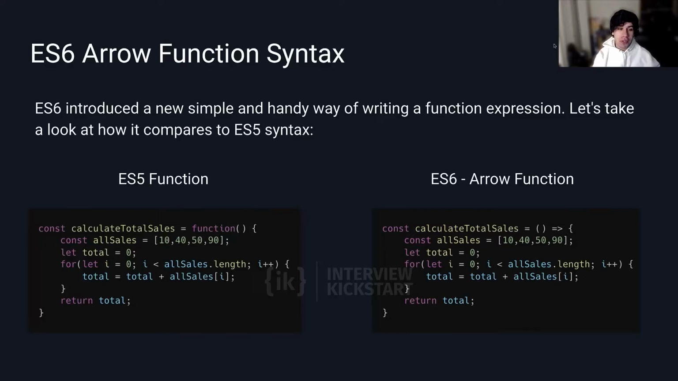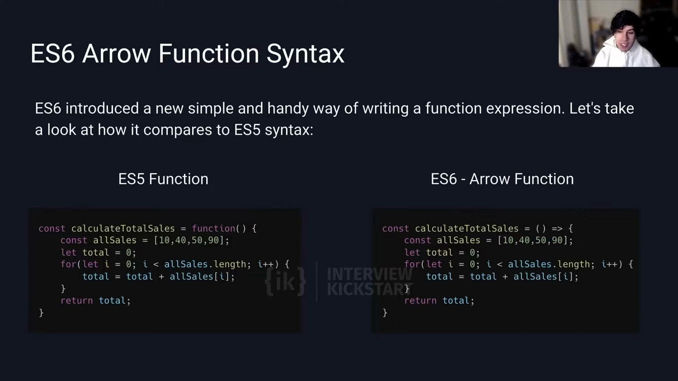Arrow functions were introduced in ES6, or ES2015, as a new and simple way of writing a function expression. Let's see how it compares to the old way of doing it. On the left here, you see we declare our calculate total sales variable, and we set it to a function expression. Notice we're using the function keyword to define our function.